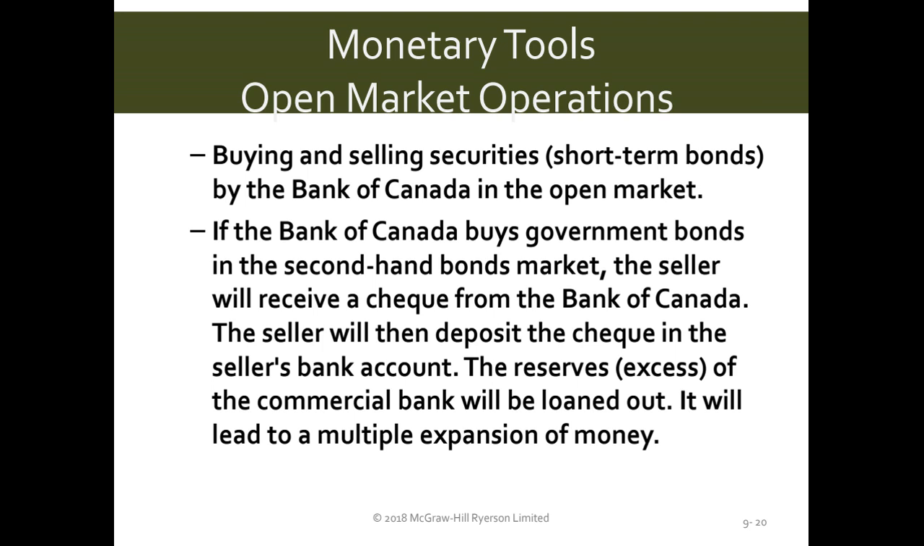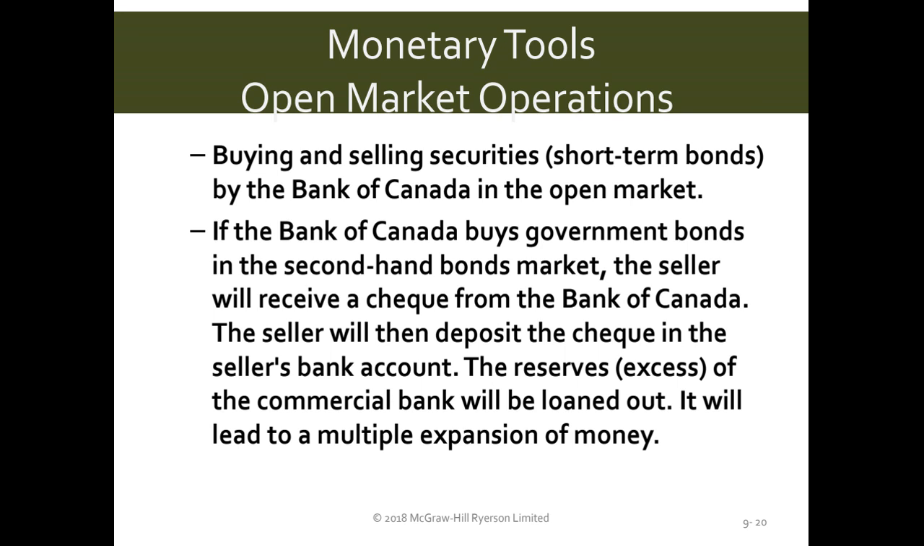So if the Bank of Canada buys government bonds in the second-hand bond market, the seller can be anyone, even I can sell. So the seller who receives a check from the Bank of Canada, the seller will then deposit this check in the seller's bank account. The reserves of the commercial bank will be loaned out. It will lead to a multiple expansion of money.